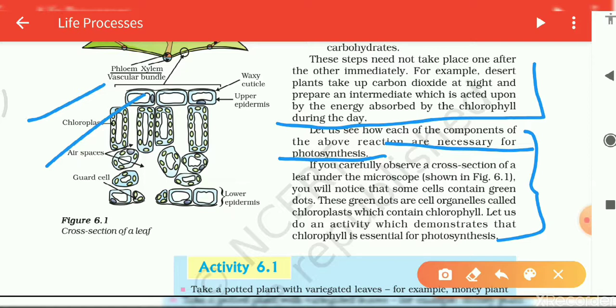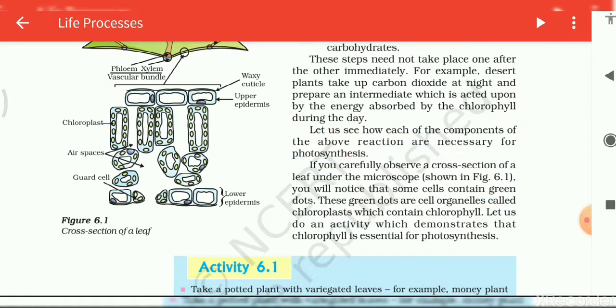If you carefully observe a cross section of a leaf under the microscope, in figure 6.1, you will notice that some cells contain green dots. This one is a green dot. These green dots are cell organelles called the chloroplast, which contain chlorophyll.